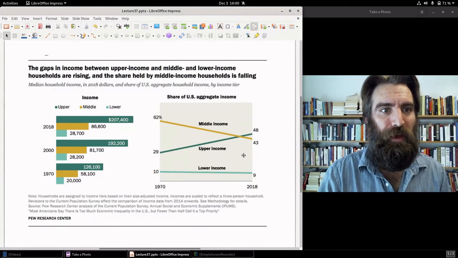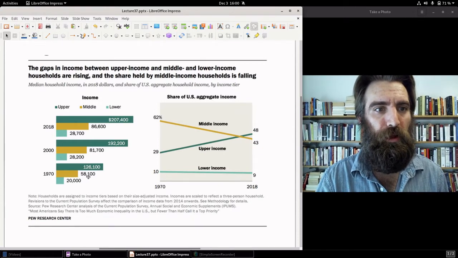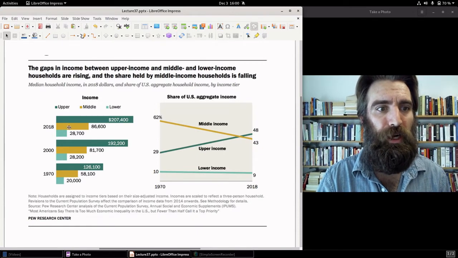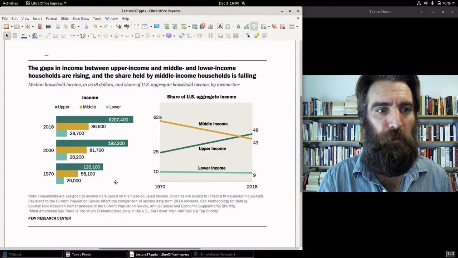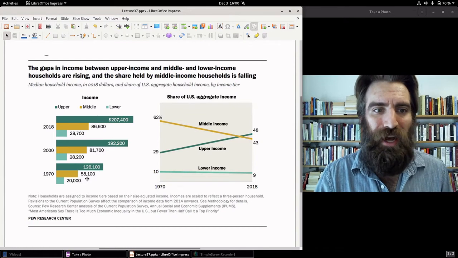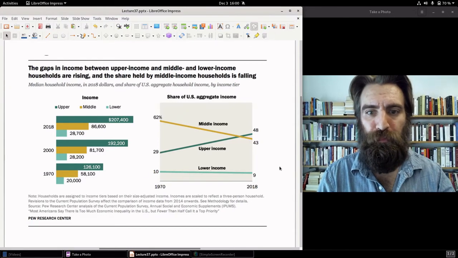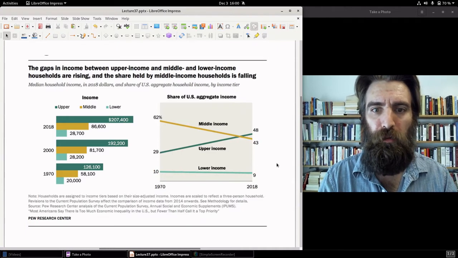Okay? And then this chart shows you what the median income is for each of the brackets. The median income for the upper income families has increased the most since 1970. Middle income has also increased, but not as dramatically. Lower income has mostly remained the same.